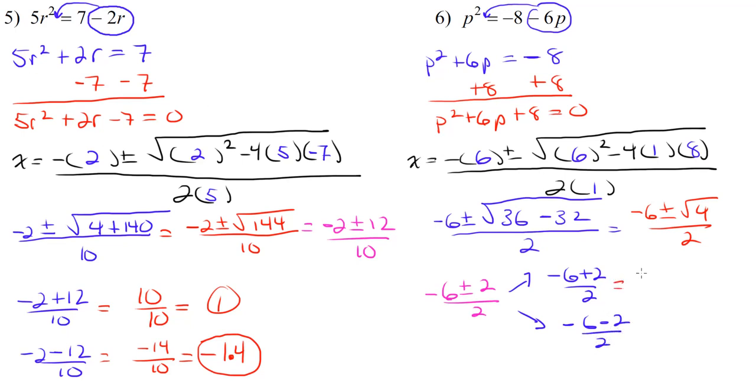Negative 6 plus 2 is negative 4. Negative 4 divided by 2 is negative 2. That's one of our solutions. Negative 6 minus 2 is negative 8. And negative 8 divided by 2 is negative 4. That's the other one of our solutions.